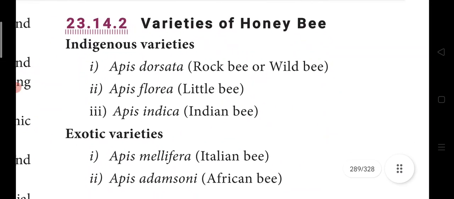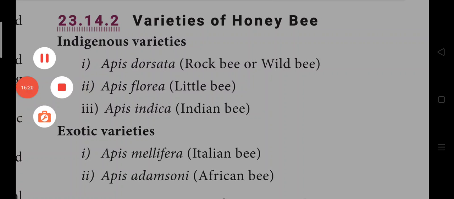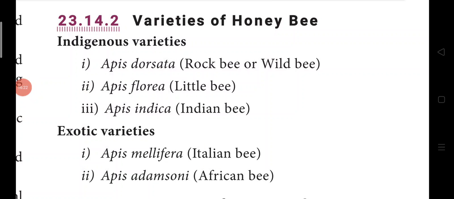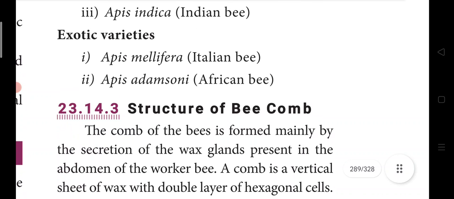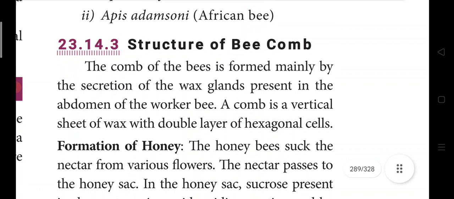So what are the varieties of honeybees we use? We use Apis dorsata, which is the rock bee or wild bee, Apis florea, the little bee, Apis indica, the Indian bee. Exotic varieties: Apis mellifera, that is the Italian bee, and Apis adamsoni, which is the African bee.